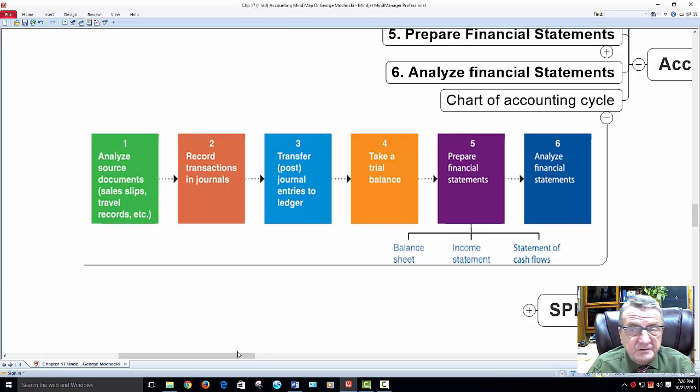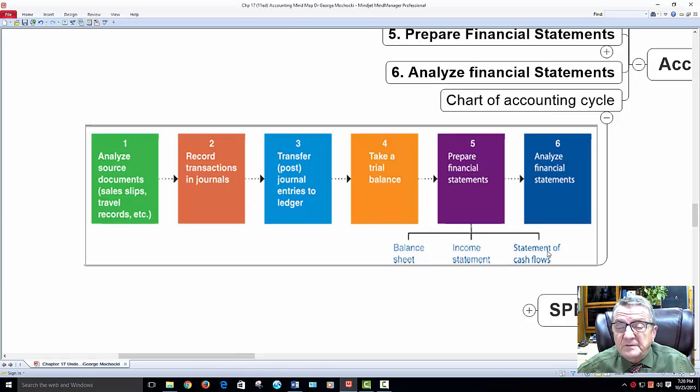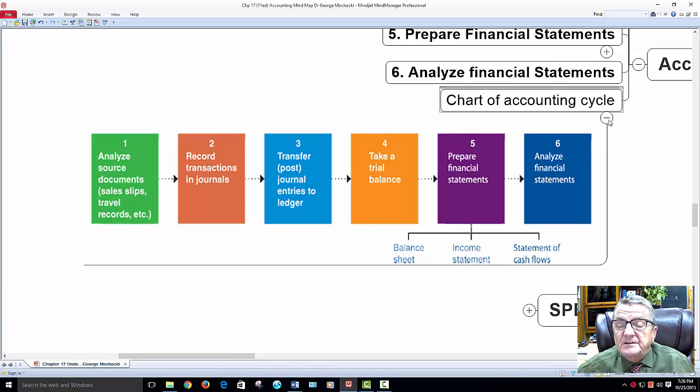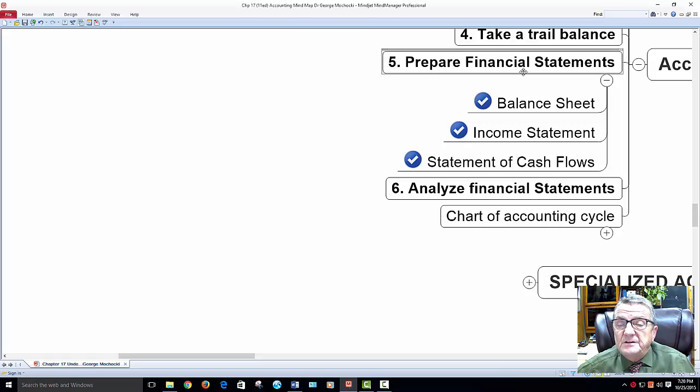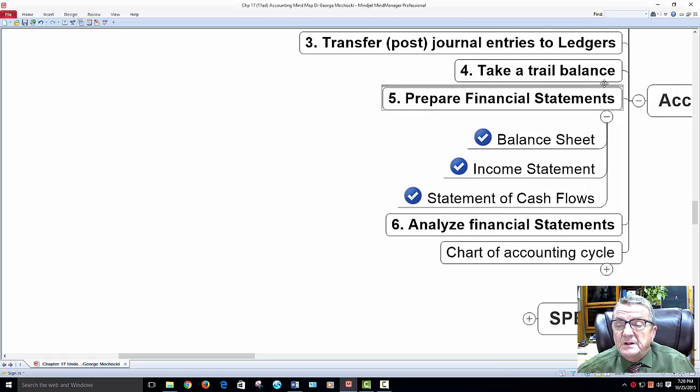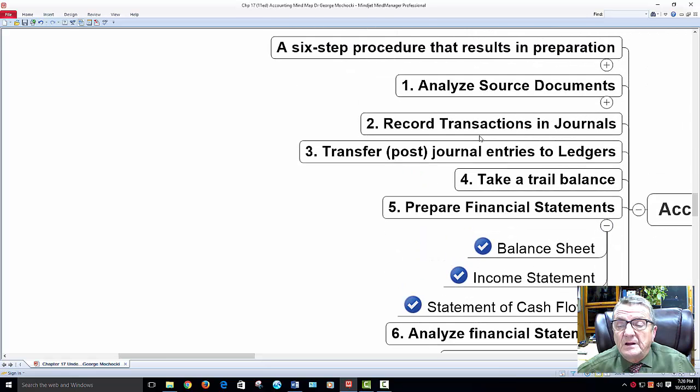Take a trial balance to make sure what I have in there actually works out. Prepare financial statements, and they're talking right here: balance sheet, income statement, and statement of cash flow, and analyze financial statements. Now I haven't done anything, but I'll let you look at these just so you see. You see, prepare financial statement. We had there, take a trial balance.